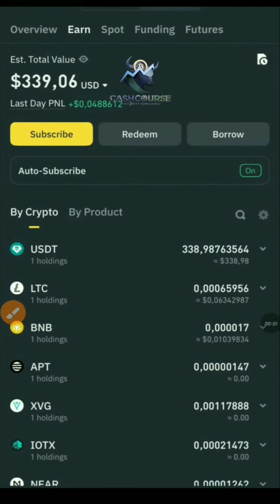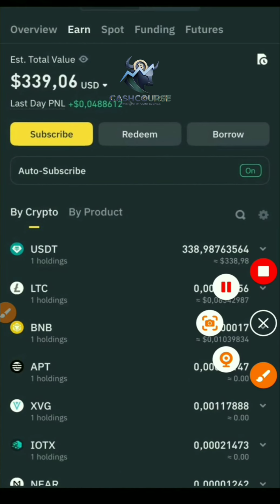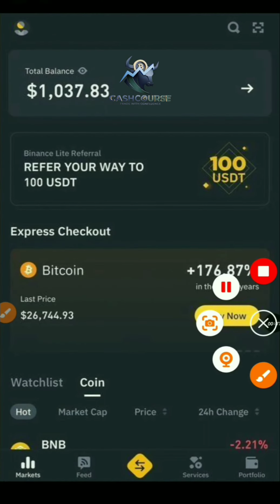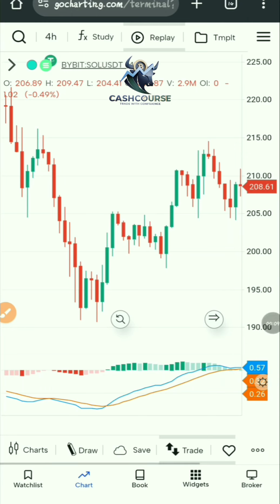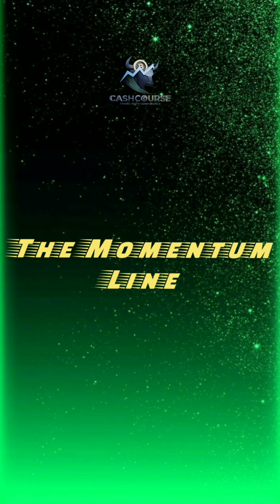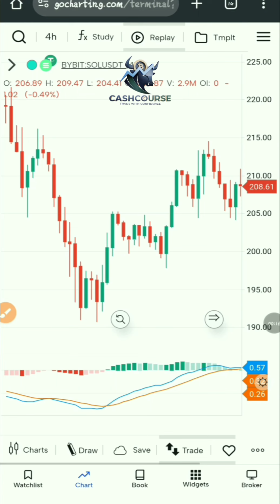I am going to show you how I effortlessly turned this into this in a few days with a simple strategy called the momentum line. But pay close attention because this only works if you follow the steps in order. If you skip a single step, then you have broken the chain of information.